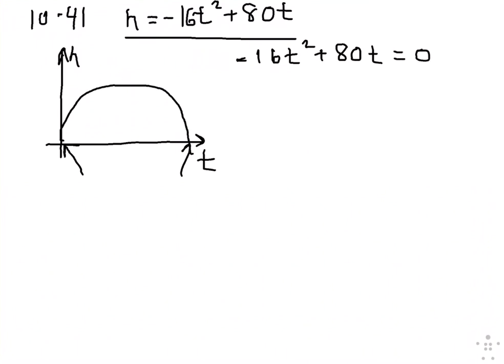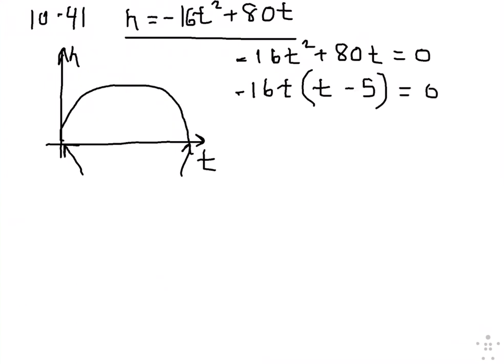We learned 4 different methods. We could graph it and look on the graph. We could factor it and solve it that way. We could complete the square. We could use the quadratic formula. This one to me jumps out as factoring because I can factor out a GCF. In this case, I could factor out the negative 16t, and I'm left with t minus 5 equals 0.